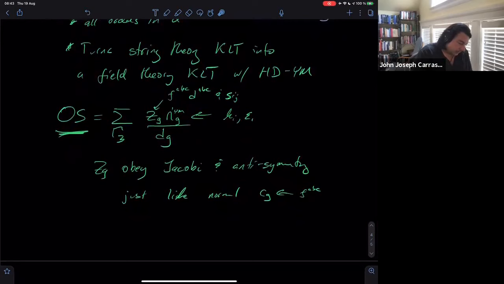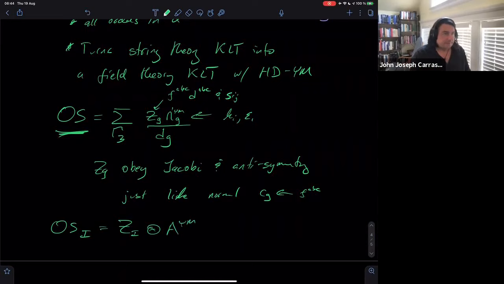Let me just emphasize how this turns a string theory KLT into a field theory KLT. So I can Chan-Paton strip this guy. I can look at the coefficient in front of each trace, if you like. And so I can write A_open^I, where I refers to the Chan-Paton ordering, as some Z^I field theory double copied with Yang-Mills. This is the Chan-Paton ordering.